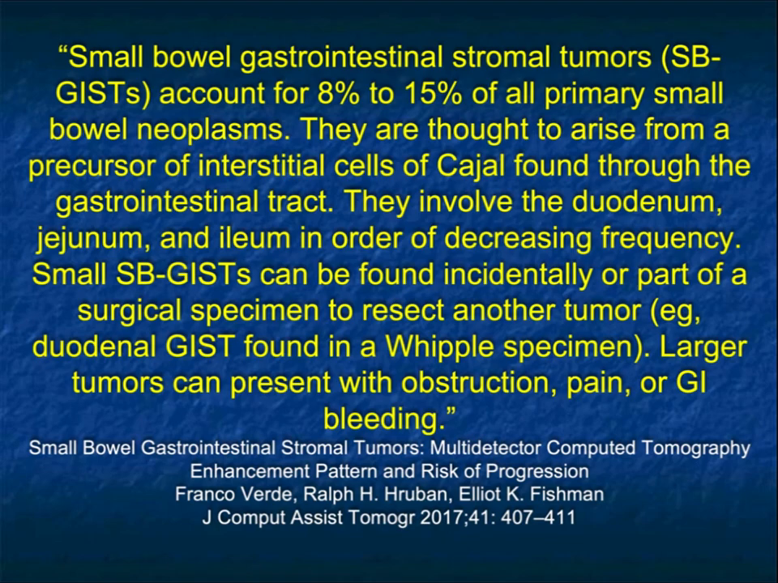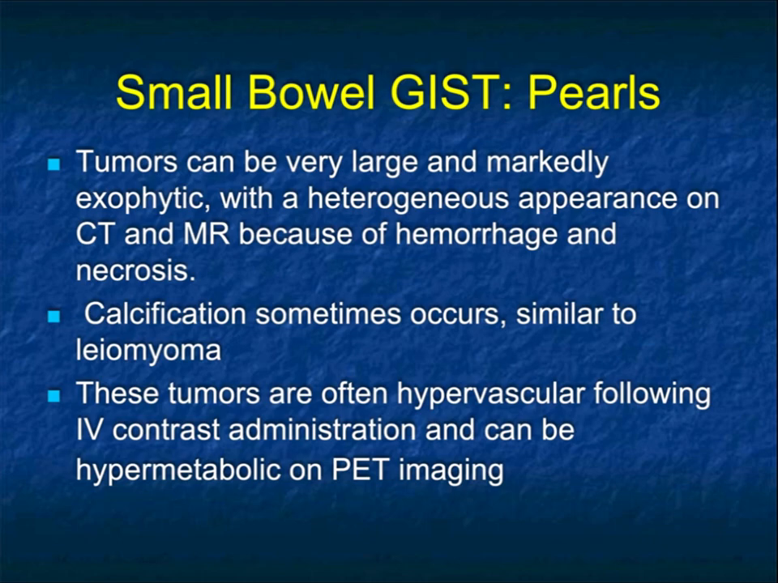It's interesting, the most common location would be duodenum, then jejunum, then ileum. Small bowel GIST tumors can be found incidentally or can be found with acute presentations like GI bleeding. And I've seen a number of smaller tumors present with GI bleeding. I think the biggest challenge with GIST tumors of the small bowel is confusing them with carcinoids, as well as this time confusing them with lymphoma, particularly when they're exophytic.